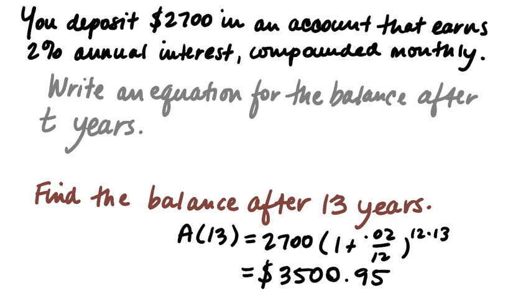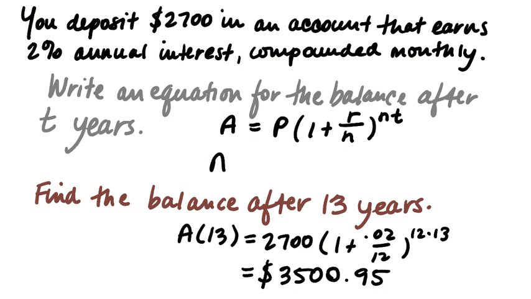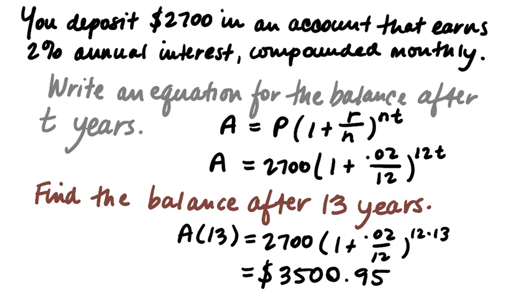Well, we know that the amount is equal to the starting amount, the principal, times 1 plus the interest rate divided by the number of compounding periods per year, to the nt. So when we say the starting amount is 2,700, the rate is 2%, and if it's compounded monthly, that's 12 compounding periods per year. That'll be an equation.